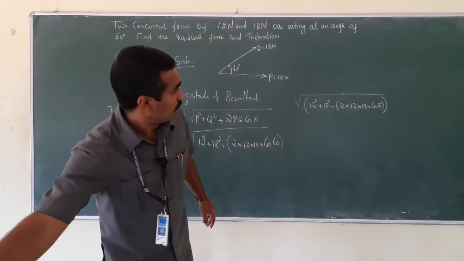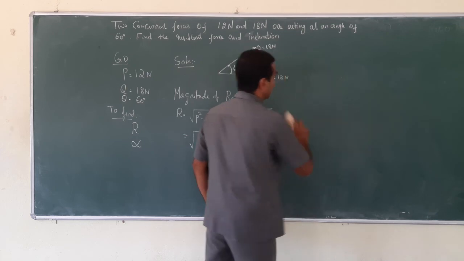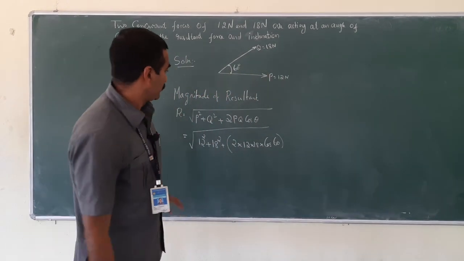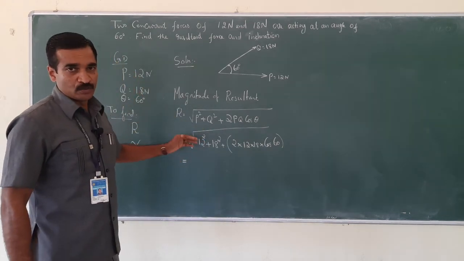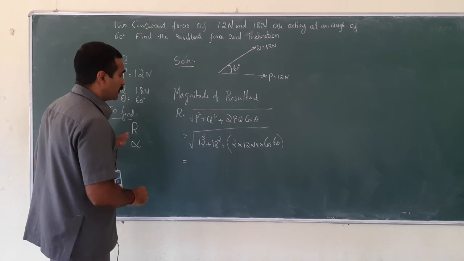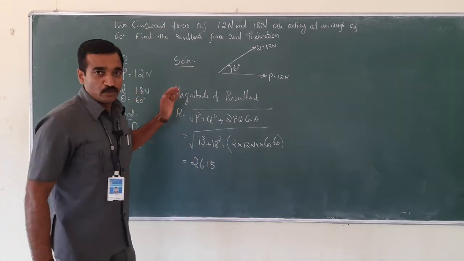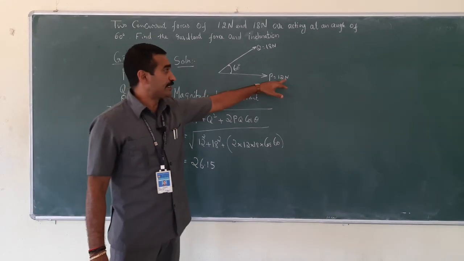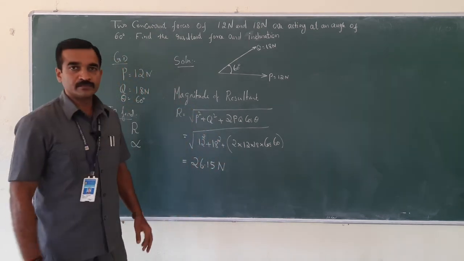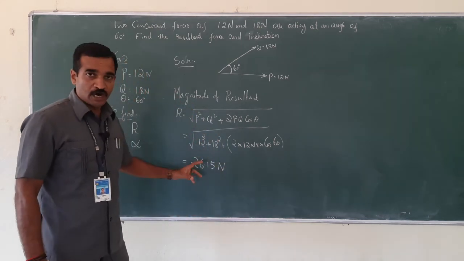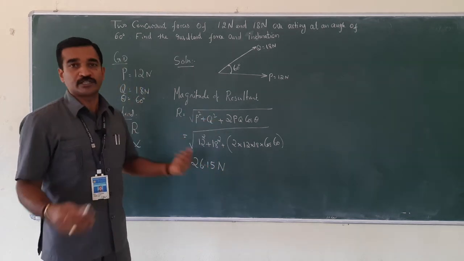So don't make any errors or mistakes while using the calculator. Okay, fine. By using the calculator you will get the value, that would be 26.15. What would be the unit of the resultant? Look here, it is in Newton, therefore you will get the value in Newton only. So that is the unit of the resultant. The unit of force is also Newton, either Newton or kilonewton.